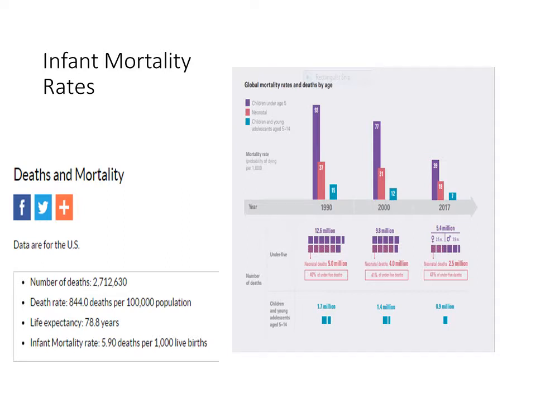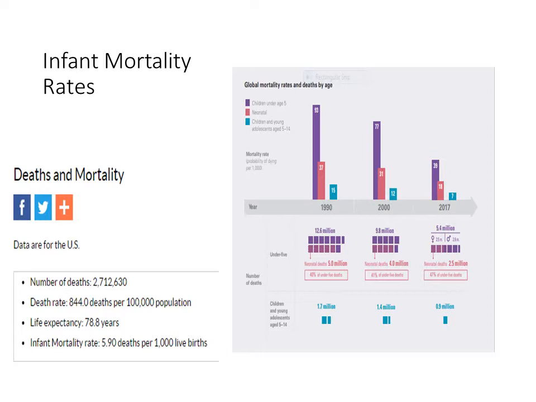In this particular slide, on the left are the US data. The number, the very low part, says infant mortality rate is 5.90 deaths per 1,000 live births. And how does that compare to other nations? This shows you data beginning in 1990 and going into 2017.